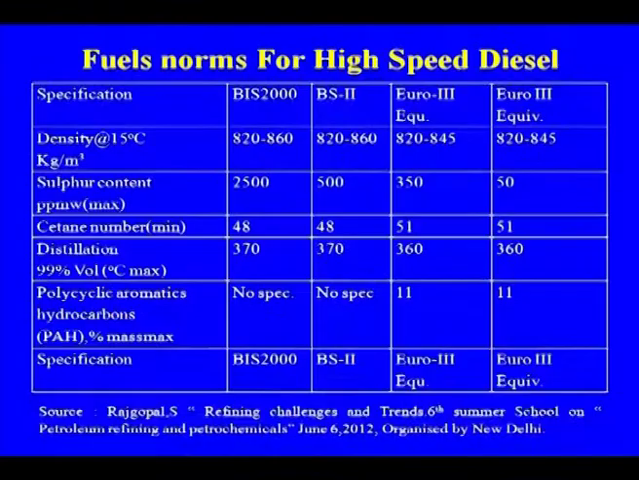Then the fuel norms, similarly in the case of the fuel norms for the sulfur content, now it is only 50 ppm that is maximum allowable, and this is the reason why we are having a number of desulfurization processes in the refinery.